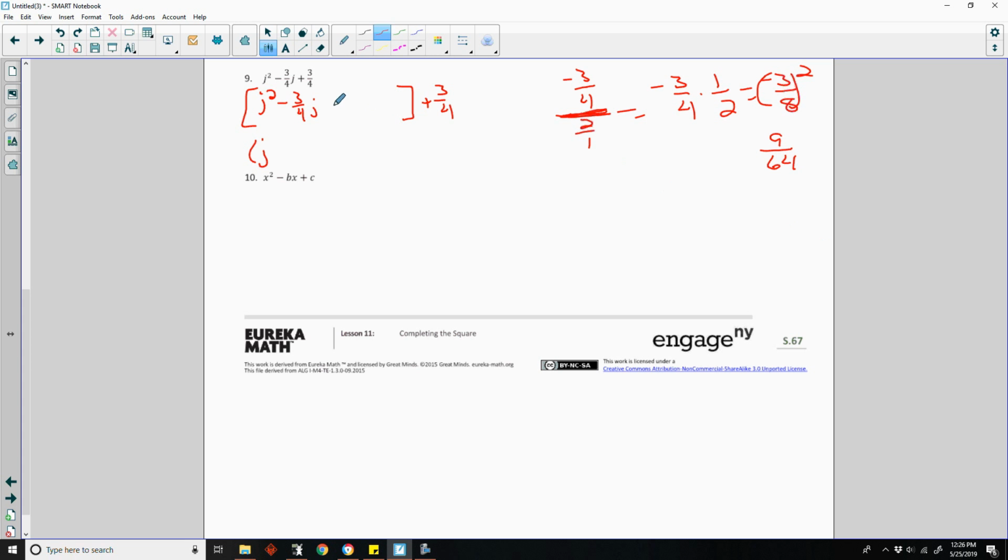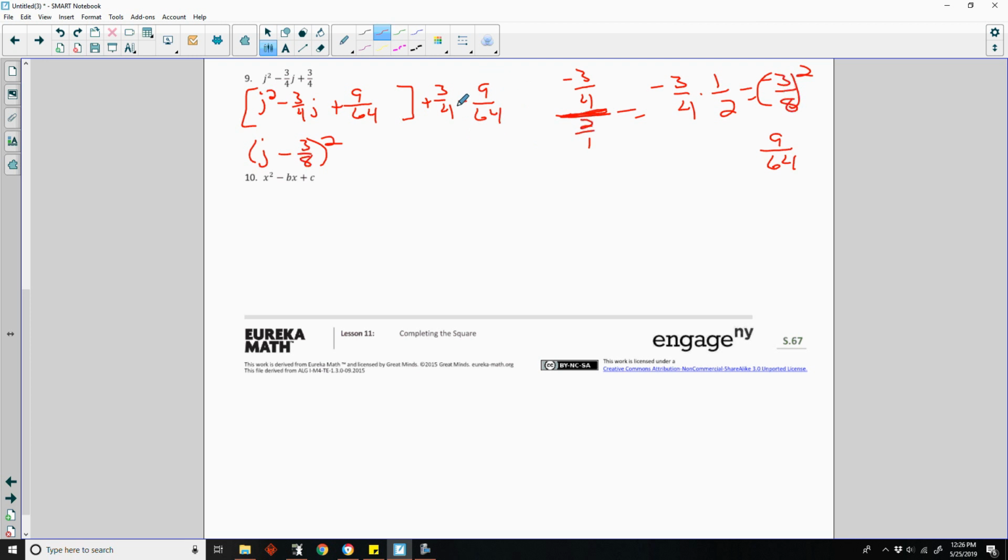All right, so that is going to be plus 9 over 64, and then I need to subtract that same 9/64 outside. So j, my answer is whatever's in parentheses over here. What is half of my middle term? It's going to be j minus 3/8 squared, and then 3/4 minus 9/64. All right, so I need common denominators.